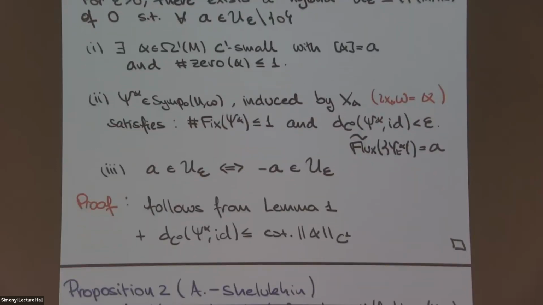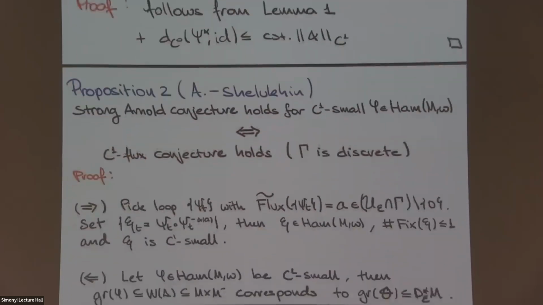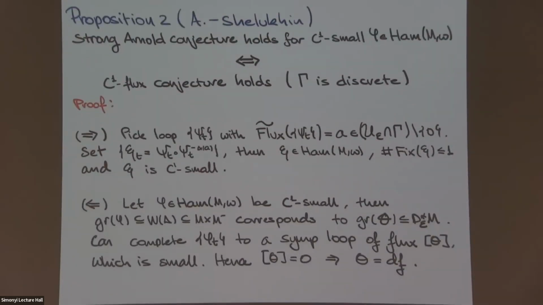Okay, so now let's use this to prove a model version of what we want to show. So let's do the C1 case and use that construction. What I mean is, using that corollary, we can show that there is an equivalence between the stronger Arnold conjecture for C1 small Hamiltonian diffeomorphisms and the C1 flux conjecture.